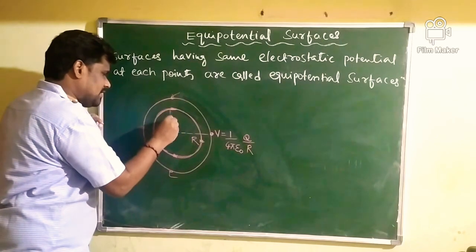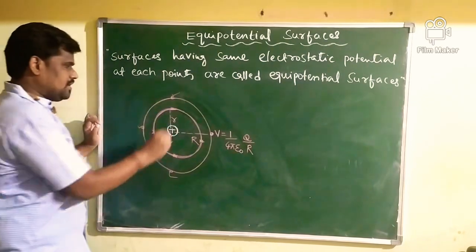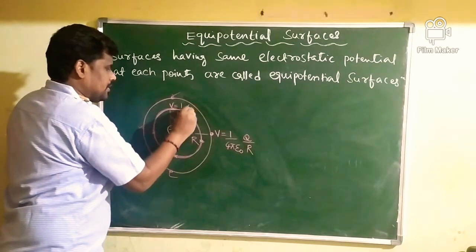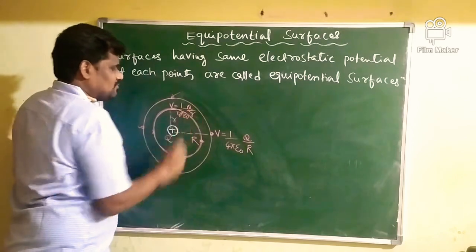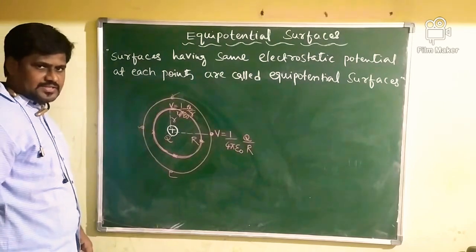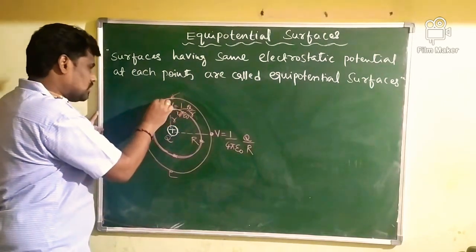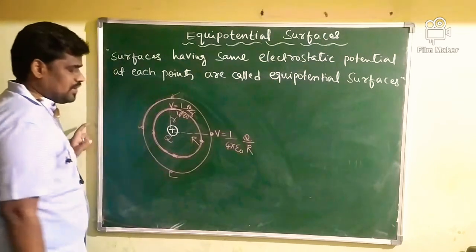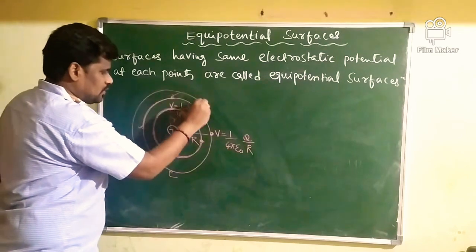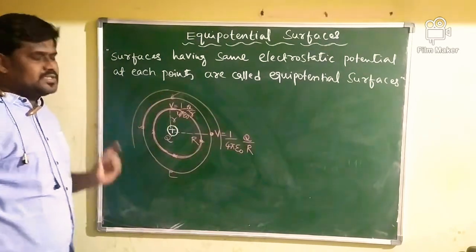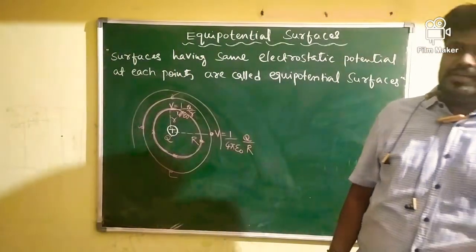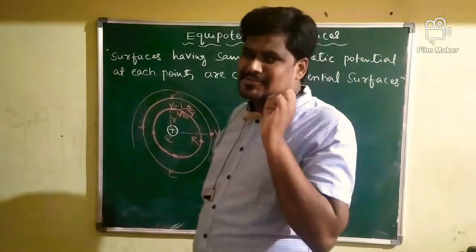If smaller r is the radius of this sphere, then the electrostatic potential here is V equals 1 divided by 4 pi epsilon naught q divided by smaller r. So this is the first equipotential surface for a point charge, this is the second equipotential surface for the same charge, and this may be the third equipotential surface for the same charge. If a given charge is a point charge, then equipotential surfaces are concentric spheres.